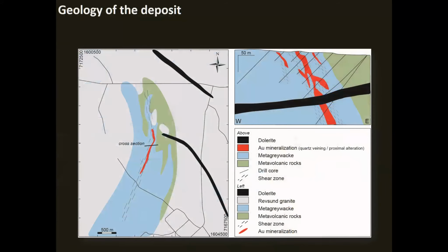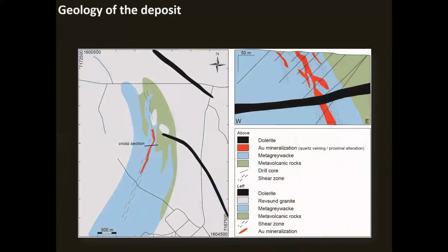So this is a little bit about the geology of the deposit. It's situated in metagraywackes and also bordering metavolcanic rocks, all surrounded by granitoid rocks of the so-called Revsund granite in northern Sweden, in Västerbotten here.